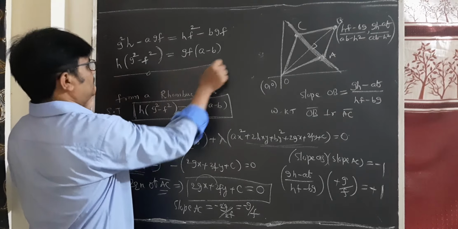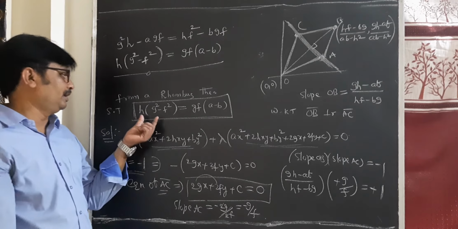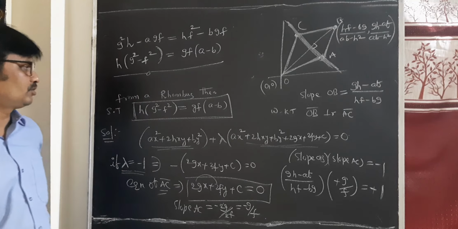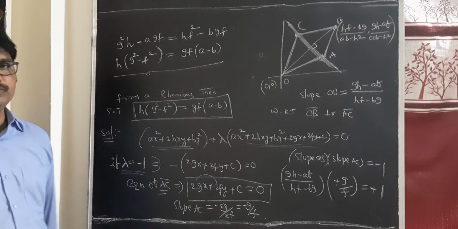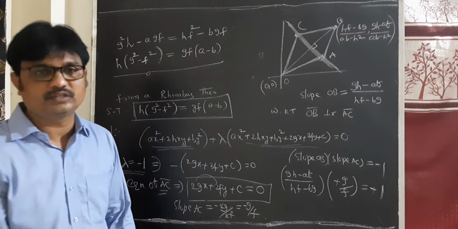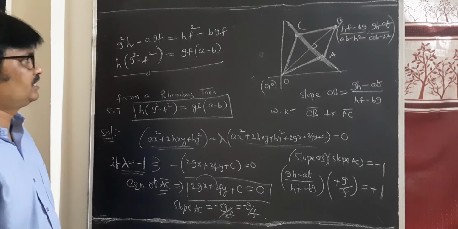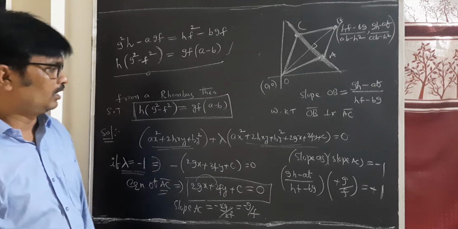So, students, when it represents a rhombus, all of you write down H into G square minus F square equal to GF into A minus B. Okay students, this is for the two pairs of lines representing a rhombus. Write down, students, all of you. Write down first.